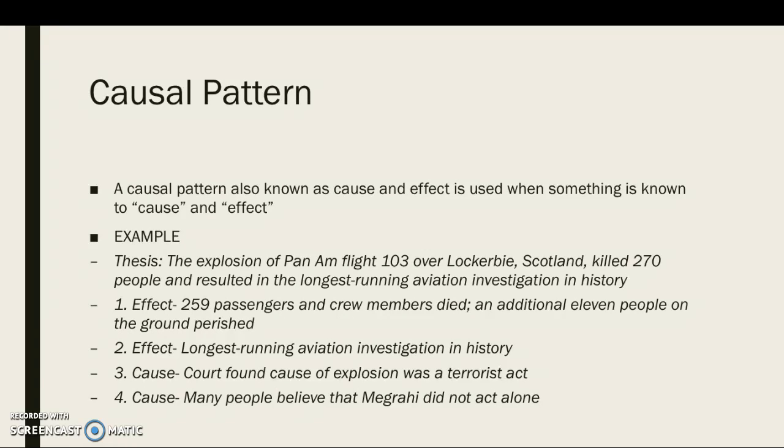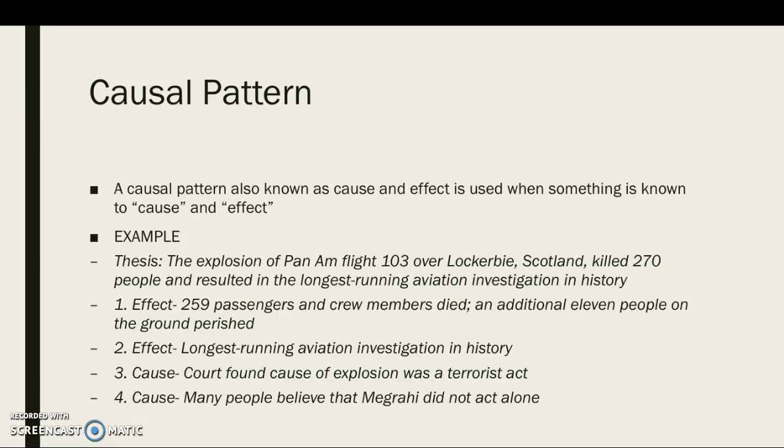A causal pattern is known as cause and effect, when something is known to cause an effect. So make sure that it's causation and not correlation. So correlation would be something like the Bible Belt and Tornado Alley running right on top of each other. People have joked for years that this is cause and effect, right? All of these Bible thumpers live in Tornado Alley for a reason, and it's been kind of a joke, but that's not actually cause and effect.